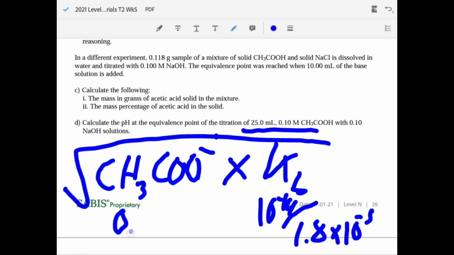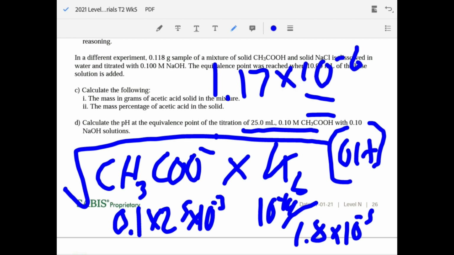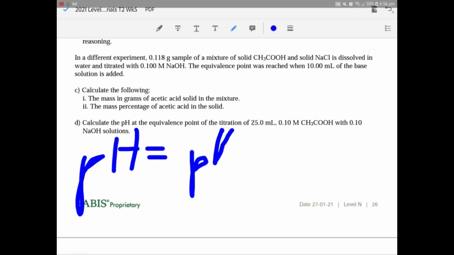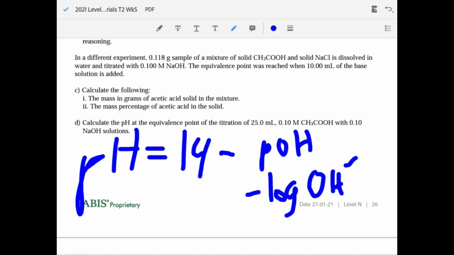So it's 0.1 times 25 times 10 power minus 3. You get the OH concentration, that's equal to 1.17 times 10 power minus 6. To calculate pH, it's equal to, not pKa now, that's the wrong equation, it's equal to 14 minus pOH, and this is minus log of OH minus concentration. And you end up with 8.72.